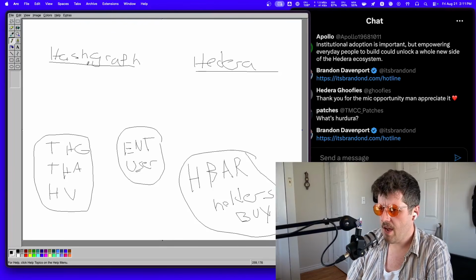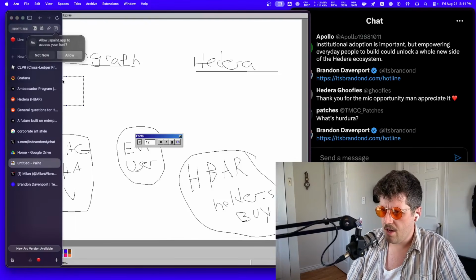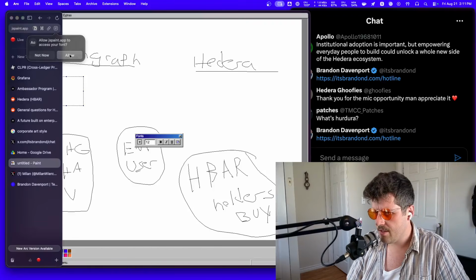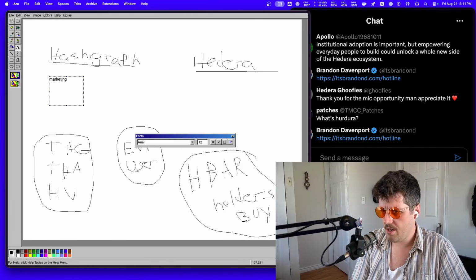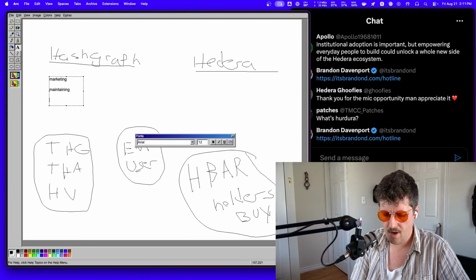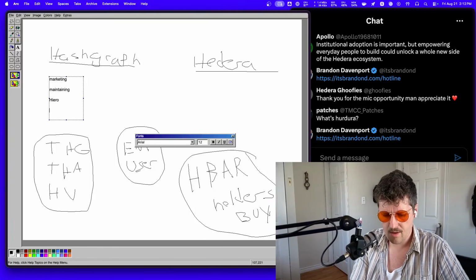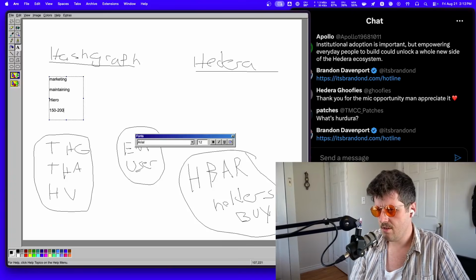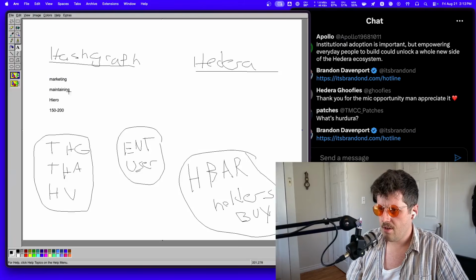So Hashgraph, right? Let's use a text tool here. Hashgraph is marketing, maintaining. A lot of these folks are on Hyro, right? And I guess how many employees do they have? I think maybe it's like 150 to 200 people, maybe. I don't know. That's what I've heard. So there's that, right? So there's Hashgraph.